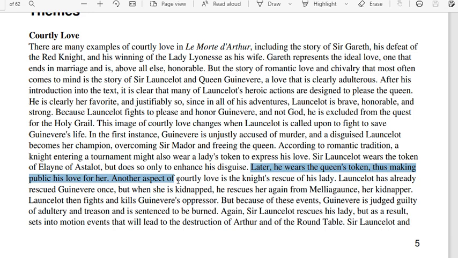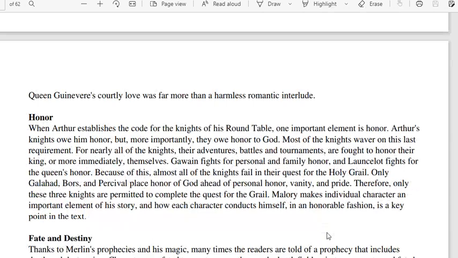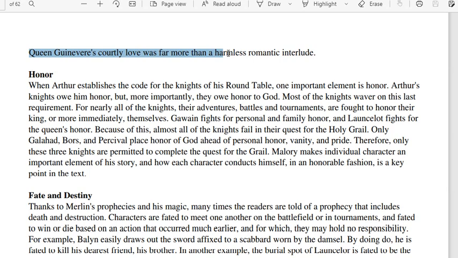Another aspect of courtly love is the knight's rescue of his lady. Lancelot has already rescued Guinevere once, but when she is kidnapped, he rescues her again from Meleagant, her kidnapper. Lancelot then fights and kills Guinevere's oppressor, but because of these events, Guinevere is found guilty of adultery and treason and is sentenced to be burned alive. Again, Sir Lancelot rescues his lady, but as a result, sets into motion events that will lead to the destruction of Arthur and of the Round Table. Sir Lancelot and Queen Guinevere's courtly love was far more than a harmless romantic interlude.